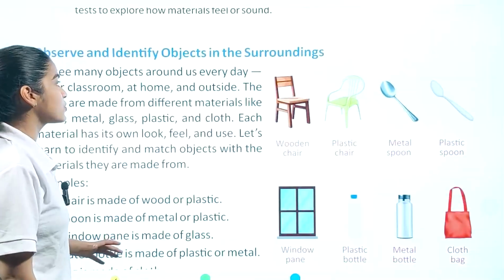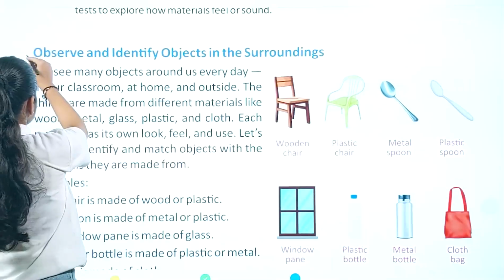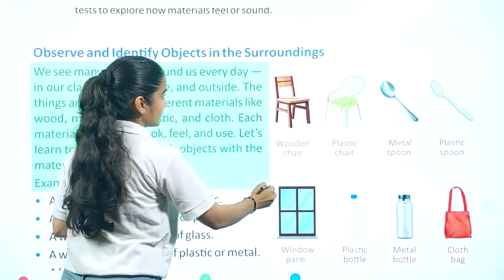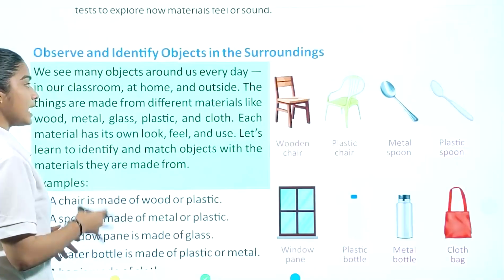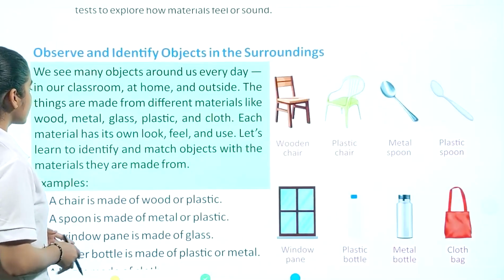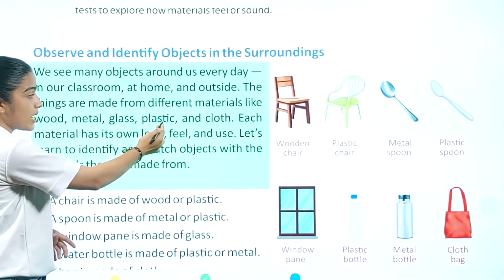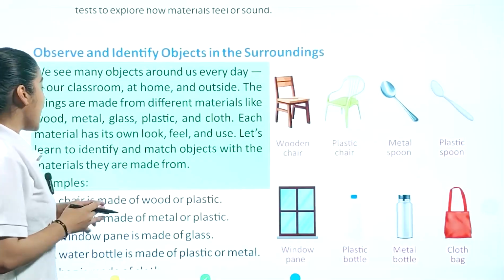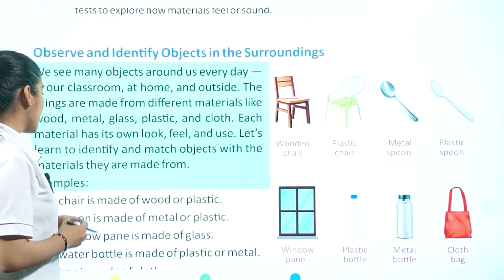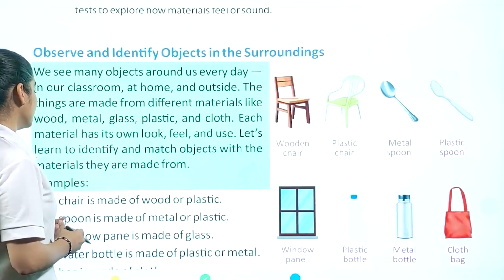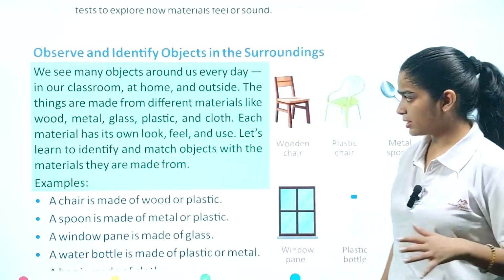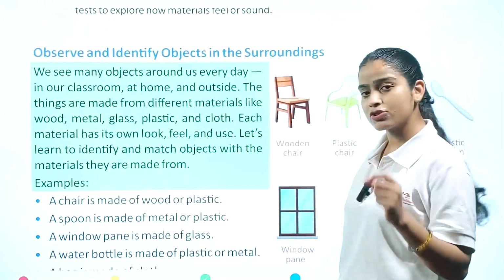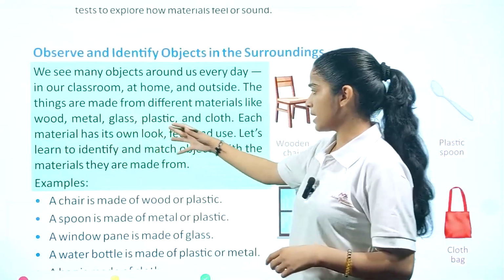So, let's get started. Now, observe and identify objects in the surroundings. We see many objects around us every day in our classroom, at home, and outside. The things are made from different materials like wood, metal, glass, plastic, and cloth. Each material has its own look, feel, and use. Let's learn to identify and match objects with the materials they are made of. So what we are going to learn in this section is that we have different types of things in our surroundings and generally they are made up of wood, metal, glass, plastic, and cloth.